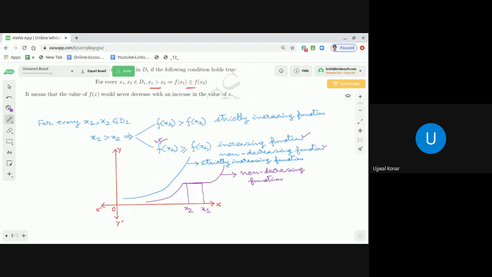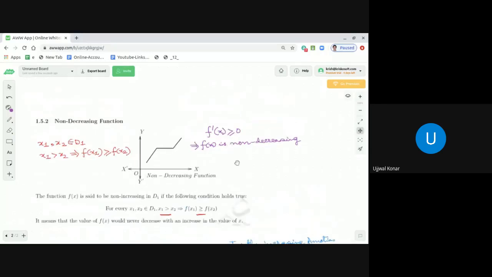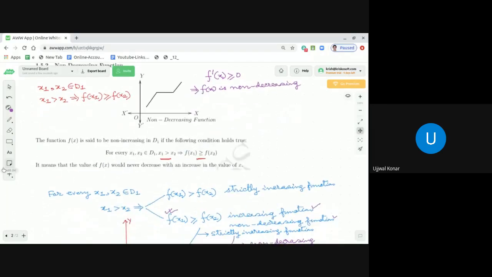So these are the fundamentals you will understand, dear students, because different books follow different definitions. So now, when it is a non-decreasing function, what we get is that f'(x) is greater than or equal to 0. Correct, dear students? I hope it is clear.